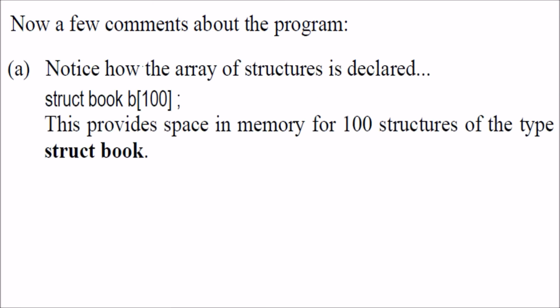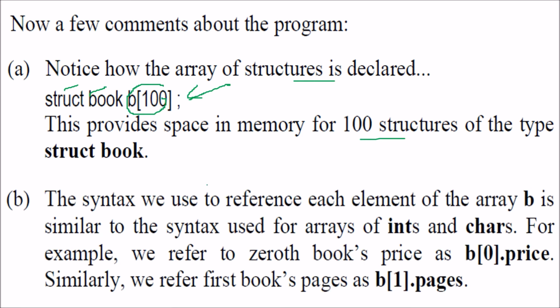So in this program we have to see that an array of structure is declared like this: struct book B[100]. It gives you the space for 100 structures, and the syntax we use to reference each element of B is similar to the way we treat integer and character arrays. For example, the price of the 0th book will be B[0].price, and the first book's page number will be B[1].pages.